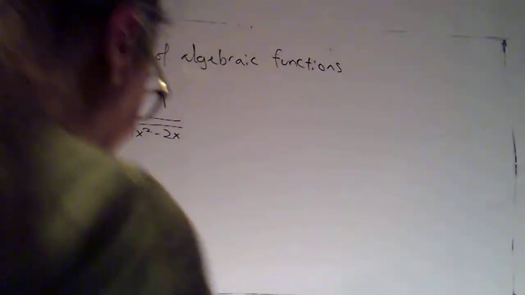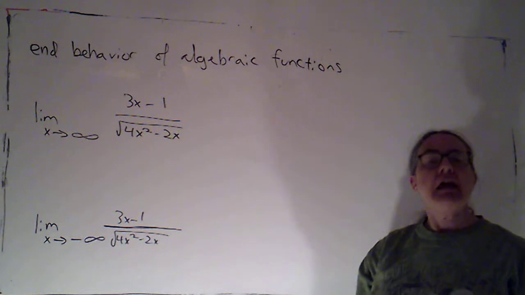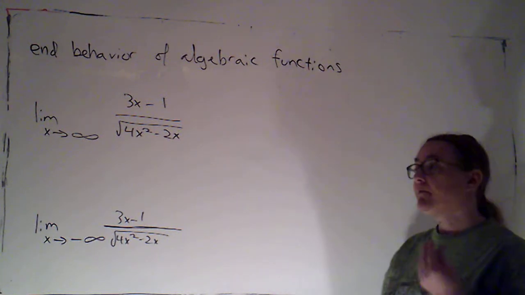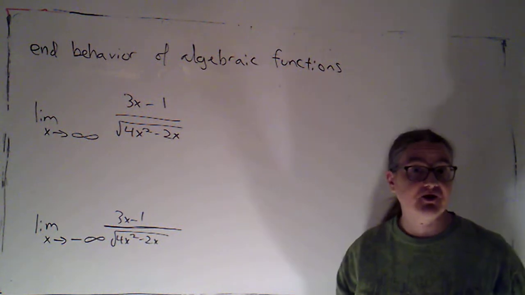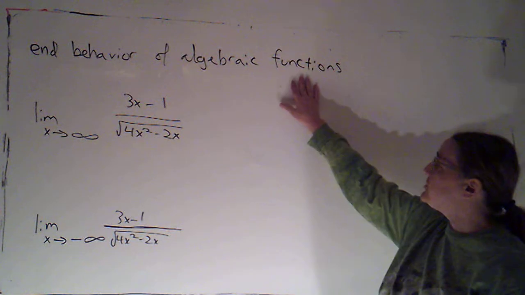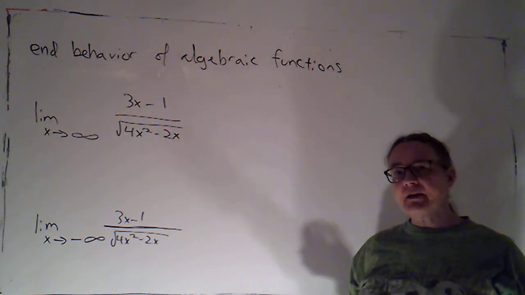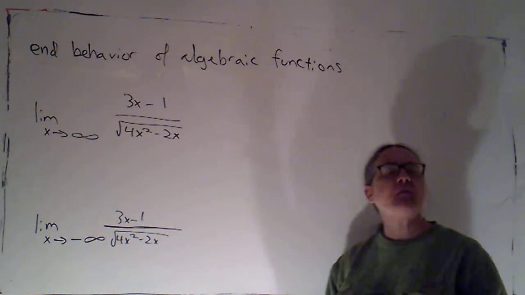In this video, we're going to take a look at the end behavior of algebraic functions. Now, we've been doing that for particular types of algebraic functions. Polynomials and rational functions are examples of algebraic functions. An algebraic function is just one that I can build out of polynomials using any combination of arithmetic and root taking. And that's what we haven't seen before.